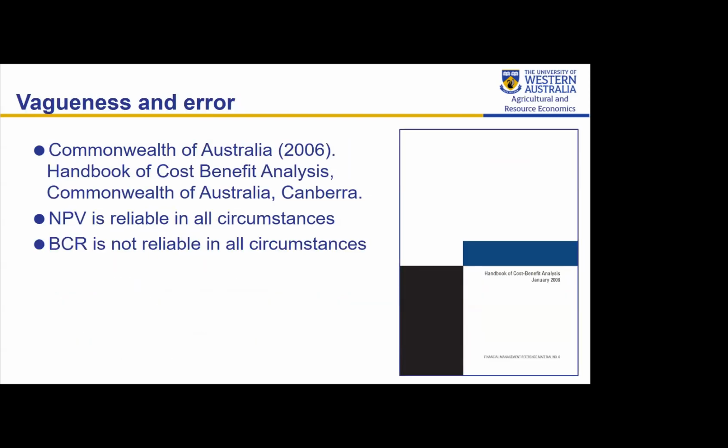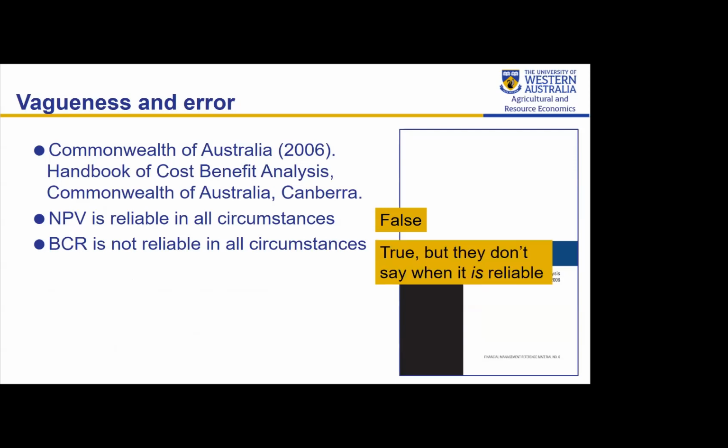Here's another example of vagueness, and this time just outright error. This is the Commonwealth of Australia, the federal government's benefit cost analysis guidelines. They say that net present value is reliable in all circumstances. Well, that's just wrong. We've seen that. They say that the benefit cost ratio is not reliable in all circumstances. Well, that's true, but they don't say when it is reliable. So that's not as helpful as it could be. So that's still somewhat vague.